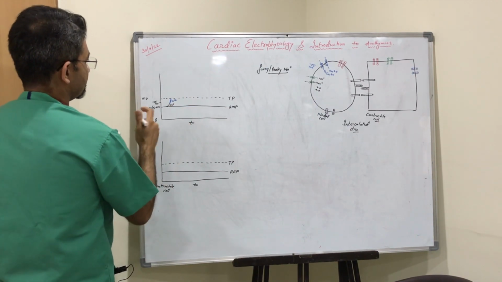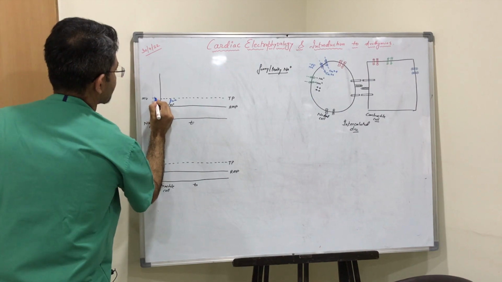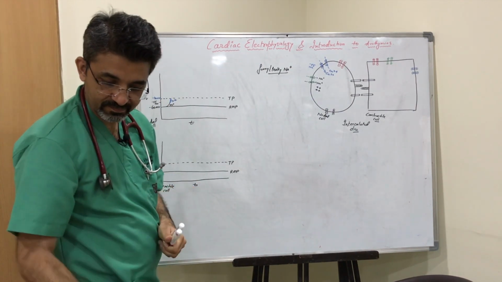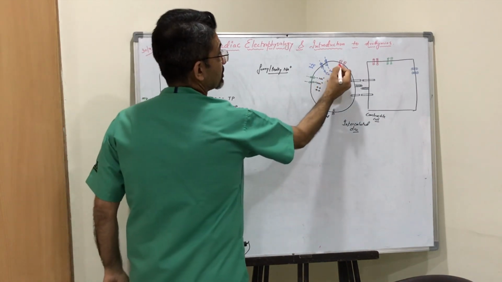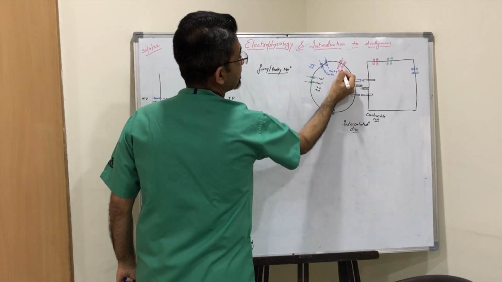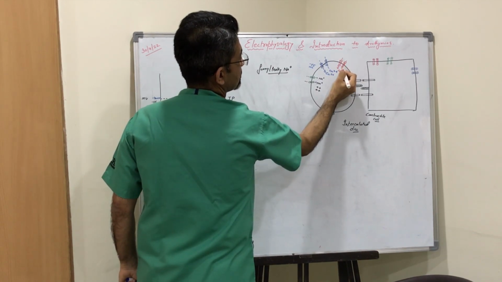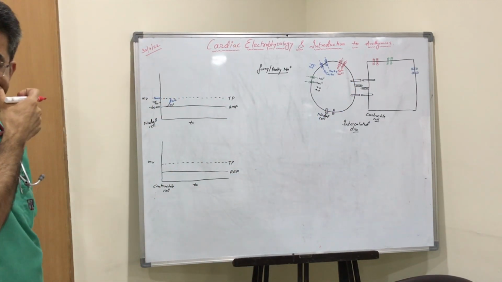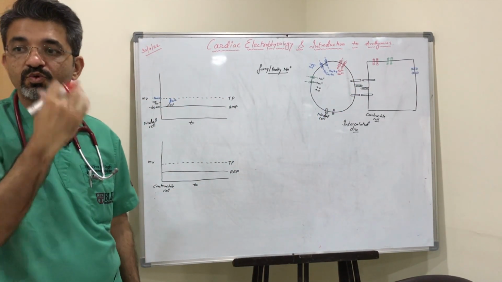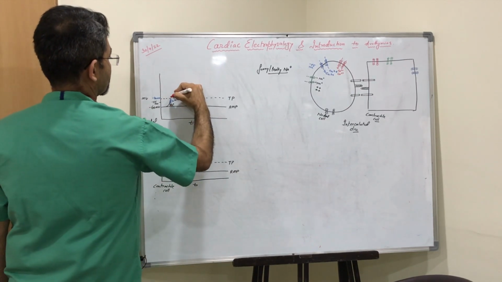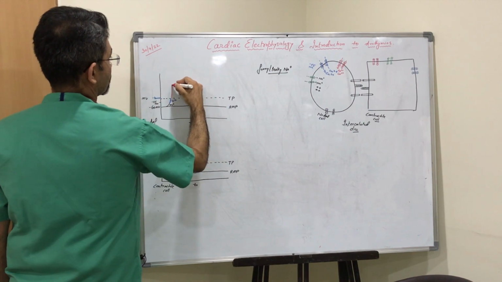And the moment it touches minus 40 millivolt, the L-type calcium channel opens. This L-type calcium channel pours in calcium fast. Very fast they import the calcium. Suddenly the action potential shoots up like anything, right? And it shoots up to plus 40.